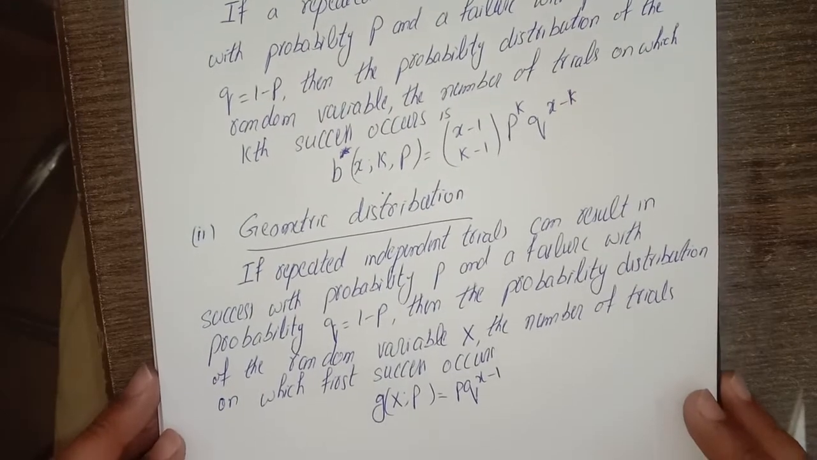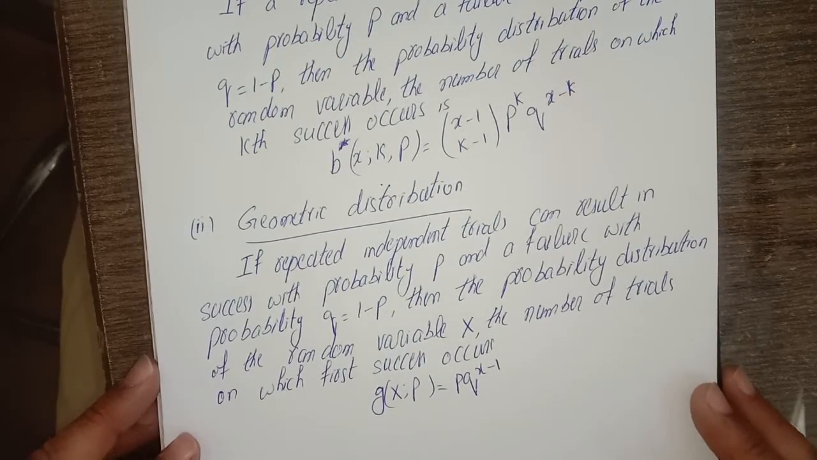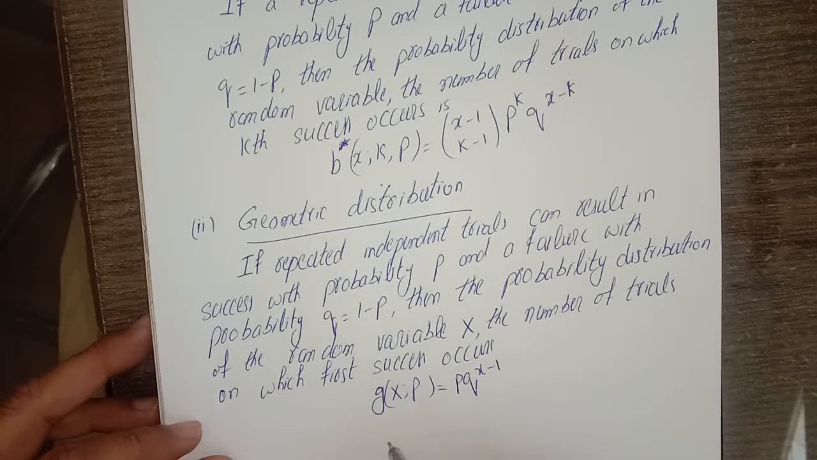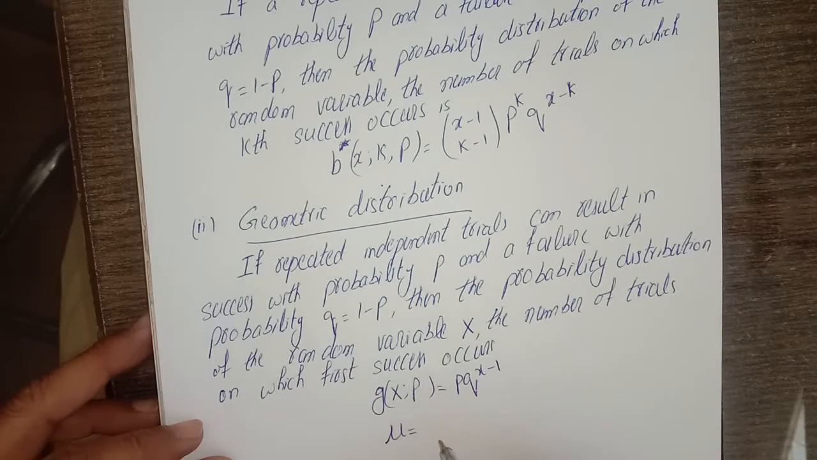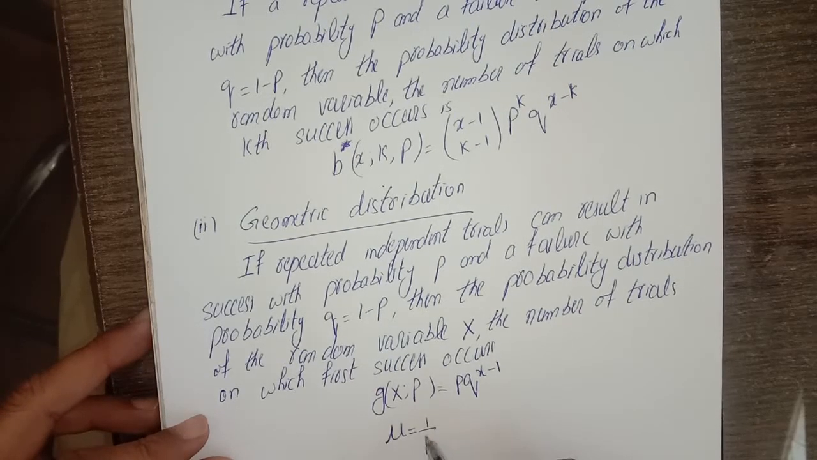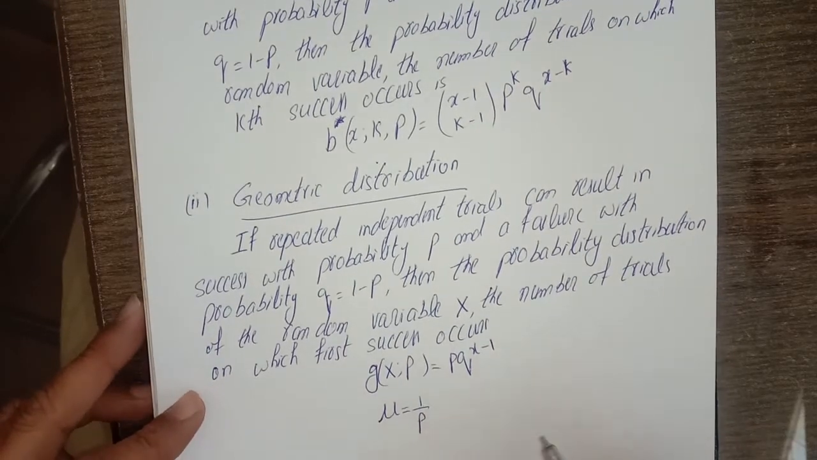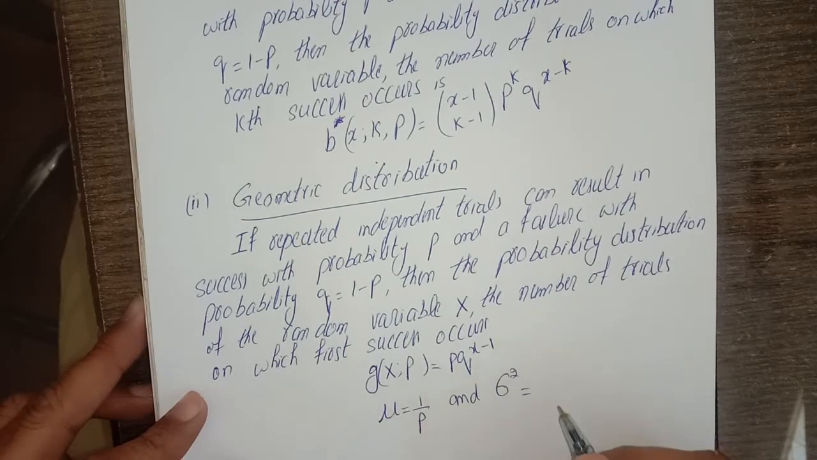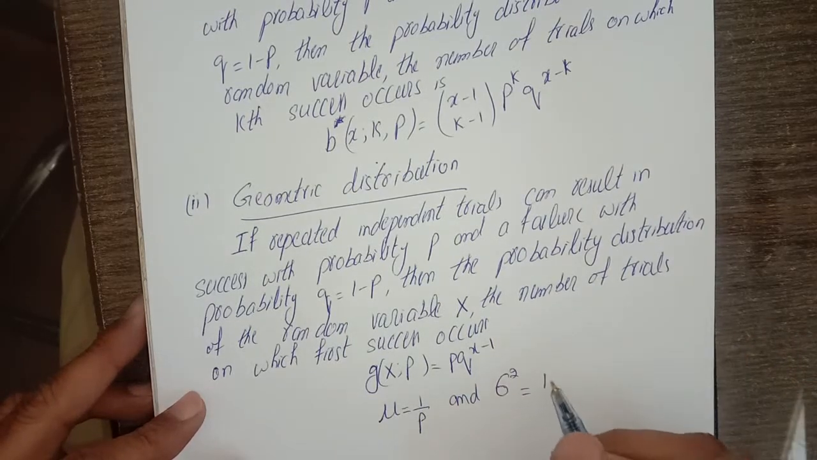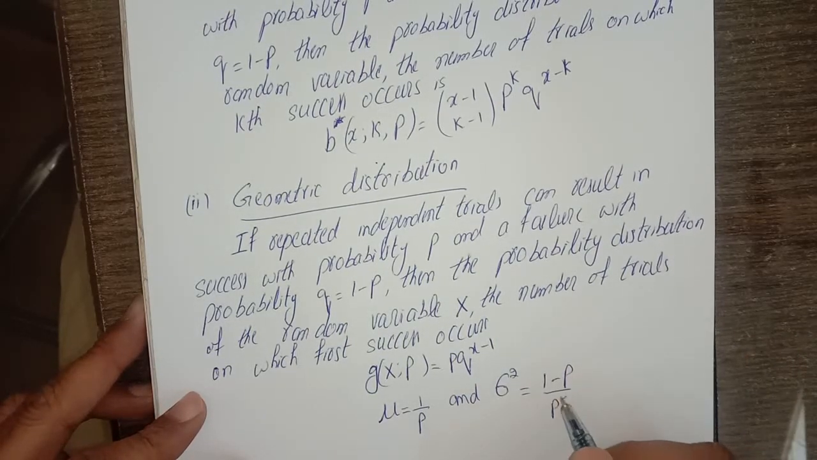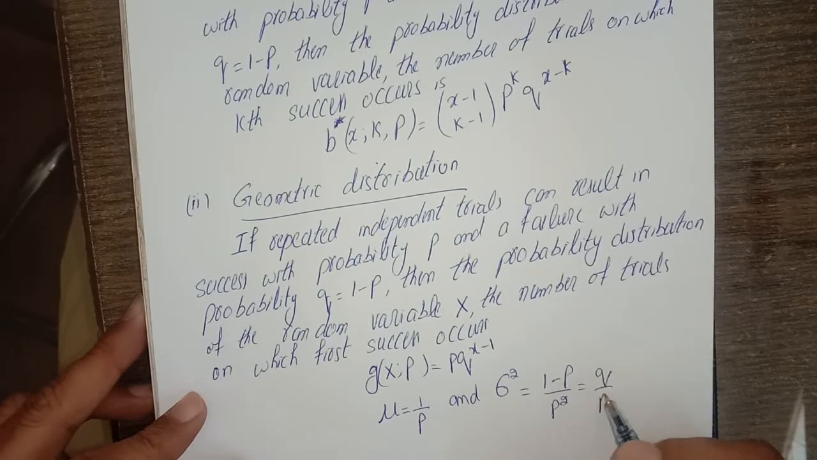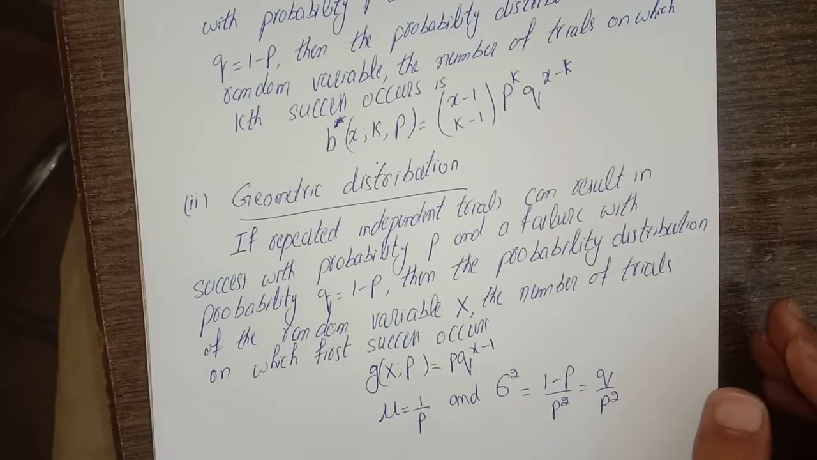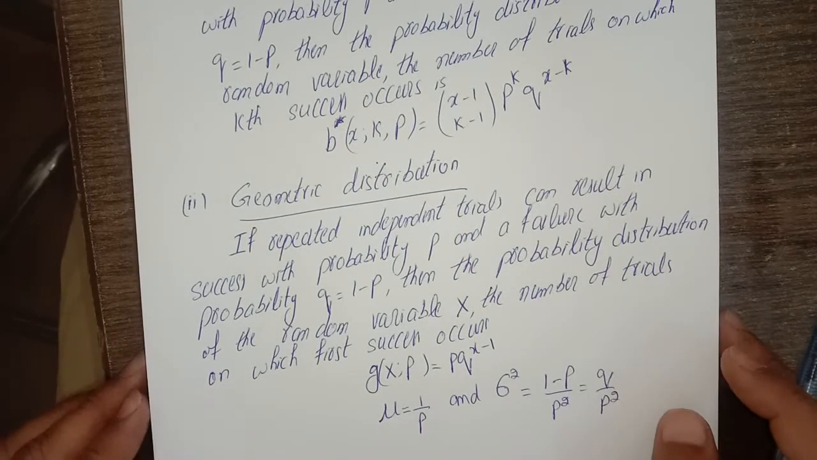Now, as I have given you the values of mean and variance for different distributions, the mean for the geometric distribution is given as 1 over the probability of success, and the variance is given as 1 minus p over p squared, or you can say q over p squared. These are the mean and variance for the geometric random variable.